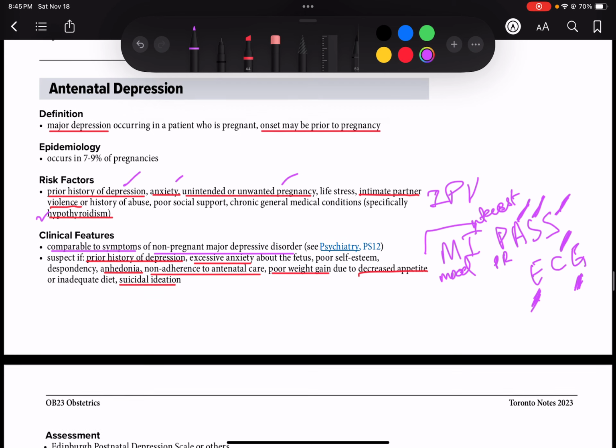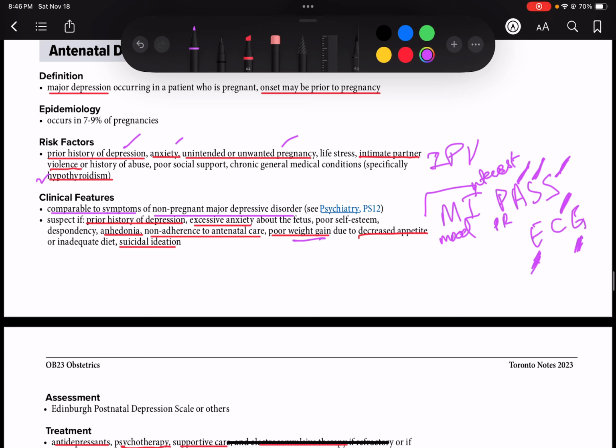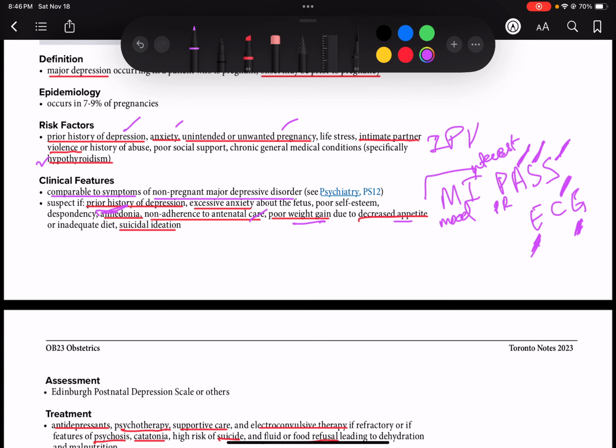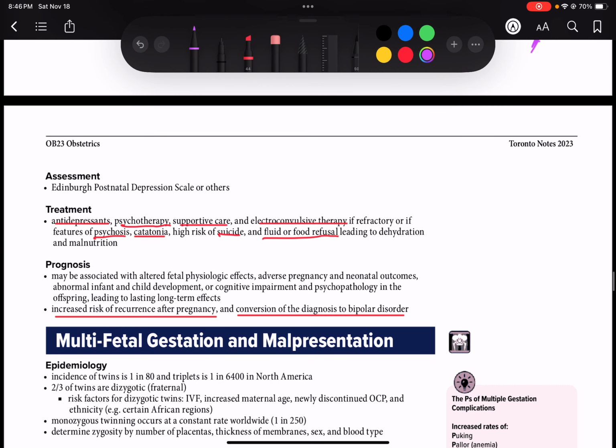So if they're feeling low mood, they're feeling loss of interest, there's poor weight gain, they're not taking care, there's decreased appetite, they have excessive anxiety, there was prior history too, you're going to suspect antenatal depression. You're going to assess them by the Edinburgh Postnatal Depression Scale and then treat them with antidepressants, psychotherapy or supportive care.